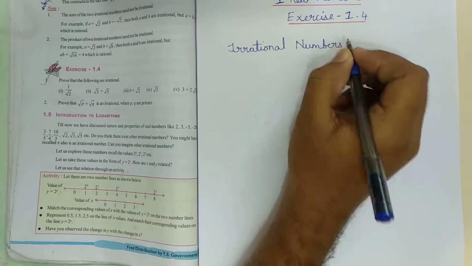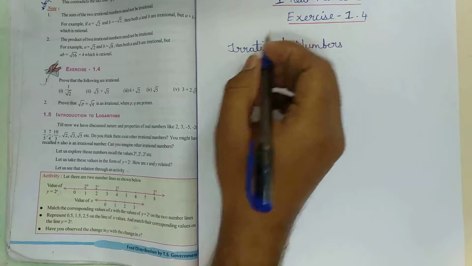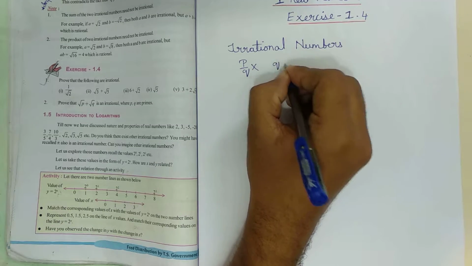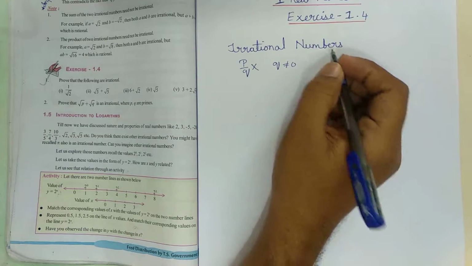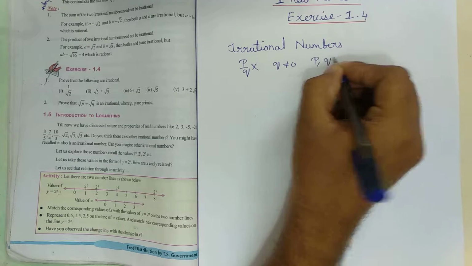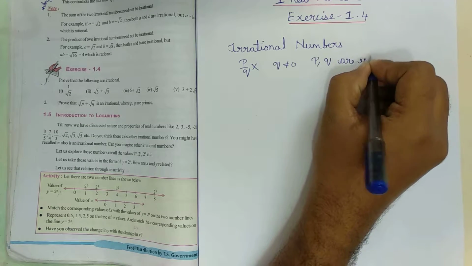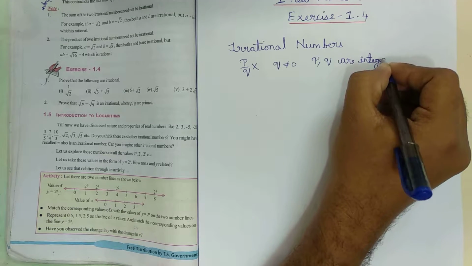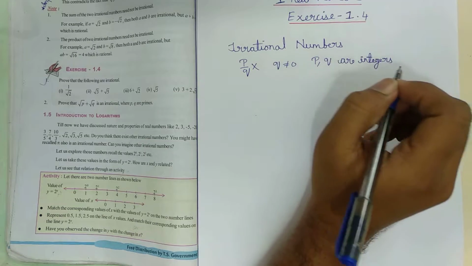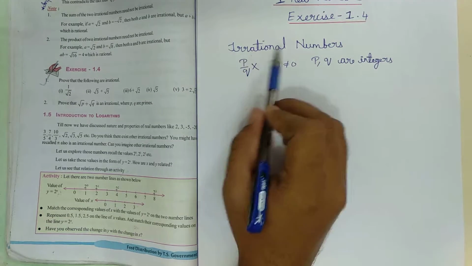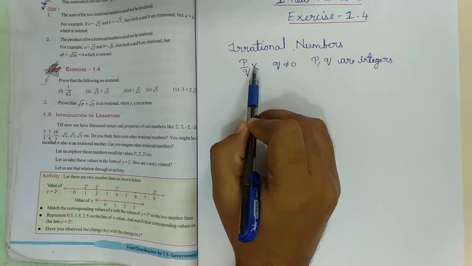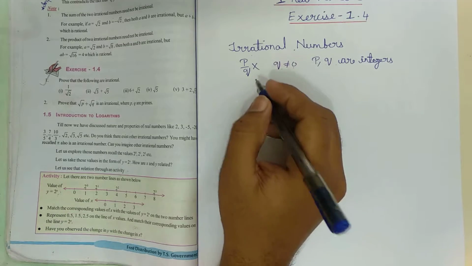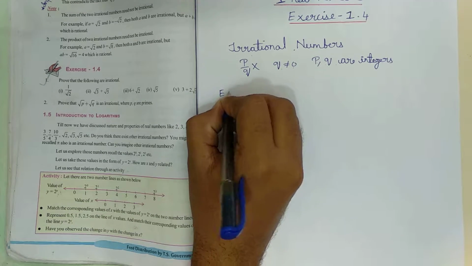Now we are going to see irrational numbers. Irrational numbers are not in the form of p by q, where q is not equal to 0 and p, q are integers. Irrational numbers are numbers that are not in the form of p by q, where q is not equal to 0. So what are the examples of irrational numbers?